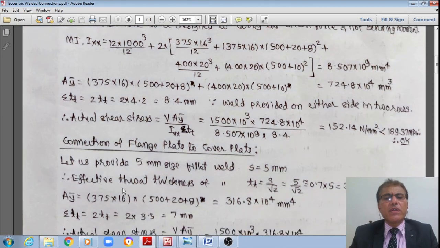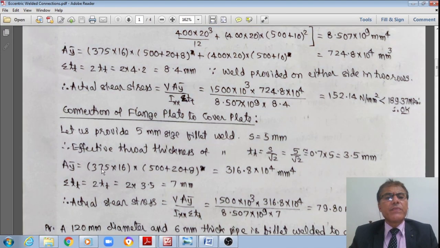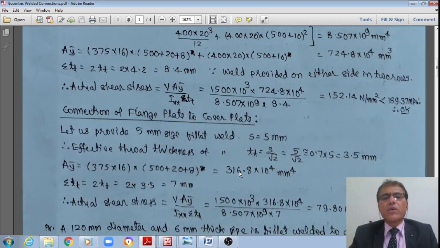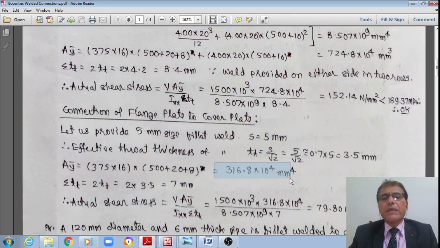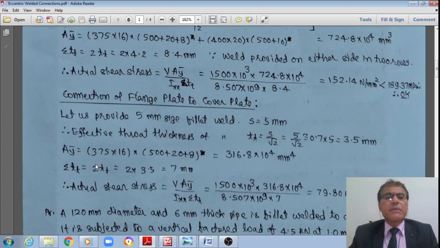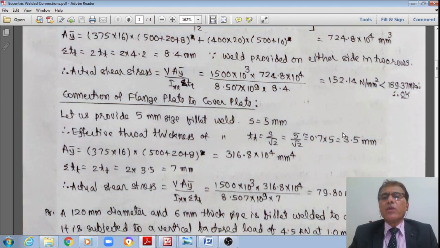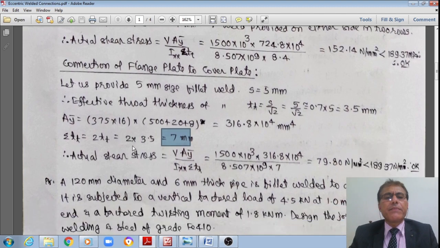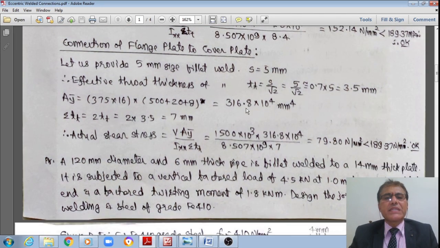Therefore, there is a first moment of area at a distance of 500 plus 28. That is how it works out. AȲ is equal to 316.8 × 10^4 mm^4, and the summation of the thicknesses is equal to 2 multiplied by 3.5, which works out to 7 mm. Therefore, the actual shear stress using 5 mm size weld will now work out by substituting.